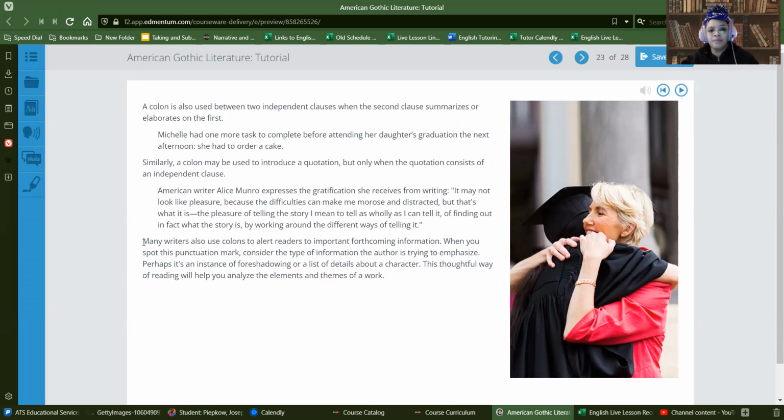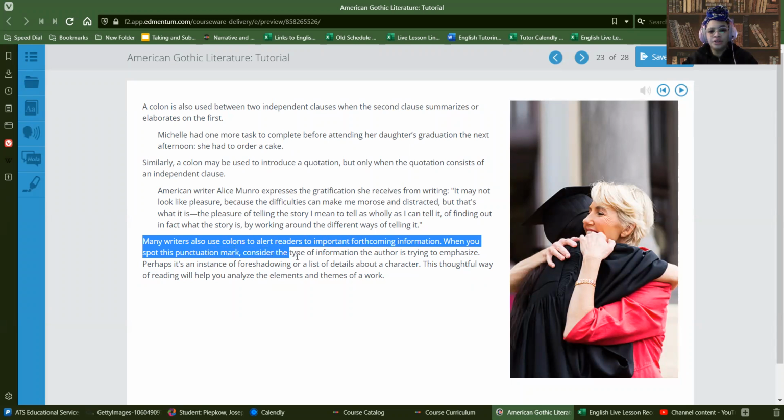So they tell you right here, the importance of using a colon is that it tells readers important forthcoming information. When you spot this punctuation mark, consider what type of information the author is trying to emphasize. So when you see it, you know they're giving you something extra, and you need to take a look at what you think the extra information is and how it's related to the previous part of the sentence. It might be foreshadowing, it might be a list of details about a character. Just, a colon is used to emphasize important information. The rest of these slides are questions about colons. So I'm going to go ahead and stop sharing.